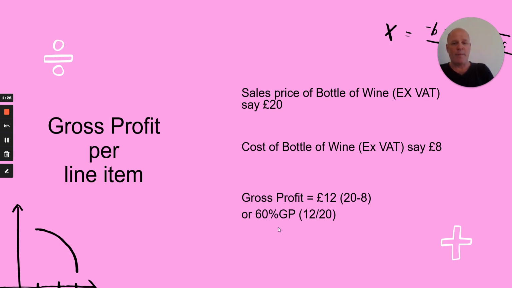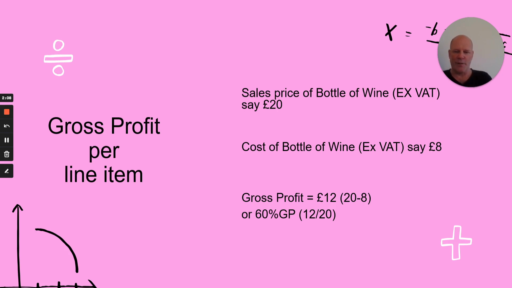To equate this to a GP percentage, you would then divide that gross profit of £12 by the original selling price of £20, and if you put that in your calculator, you will come up with 0.6. If you multiply that by 100, it will give you 60, and that is your GP percentage. Coincidentally, if you use a spreadsheet to do this, you could just put in the formula of 12 divided by 20 and then format the cell as a percentage, and it will automatically times it by 100 for you. Okay, and that's how you get a 60% GP on a bottle of wine.